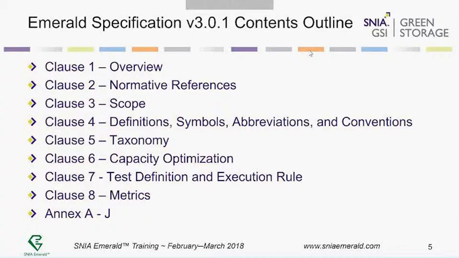But really, all we want to do here is identify what's new and changed from 2.1. That includes some things in definitions, a few things in taxonomy, a little bit in comms, and the majority of it is the test definition, execution rules, and metrics associated with the file access I/O.